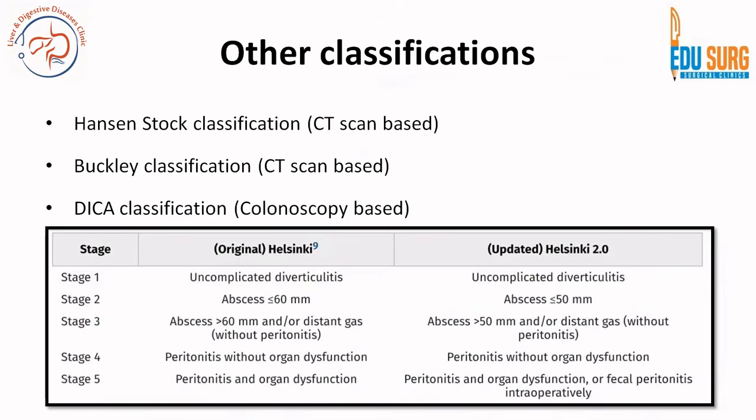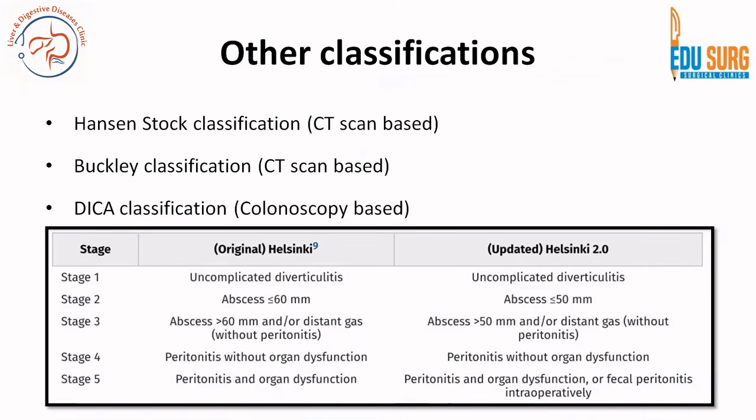Now other classifications, like I said, we will see some of it in the next video where we see the investigations and diagnosis of diverticulitis. There are CT scan based classifications, that is the Hansen-Stock classification and the Buckley classification. And there is a colonoscopy based classification, which is the DICA classification. Remember the names commonly asked in exams, but Hansen-Stock and Buckley are CT scan based classifications. DICA is a colonoscopy based classification.